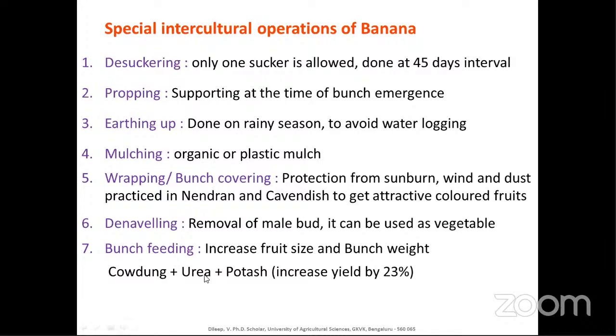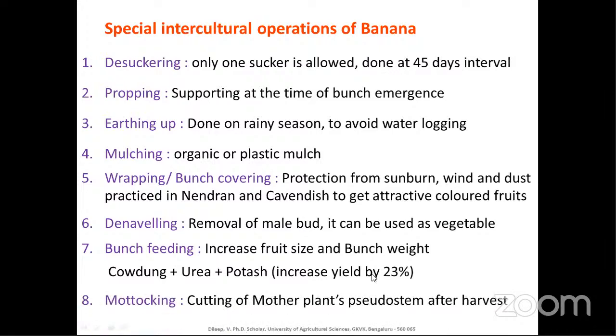Here also we know that potassium is very essential for fruit quality characters, and also urea. But more application of urea is not recommended. Only 2 to 5 grams is enough. The cow dung acts as a medium, and it contains many nutrients and also pest repellent properties. This has promised to increase the yield by more than 23%.